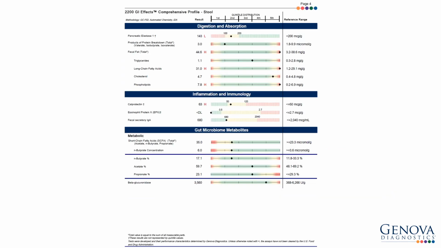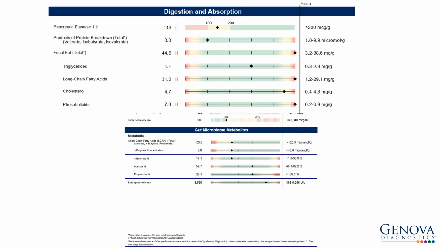At the top of page 4, we have the digestion and absorption markers. Pancreatic elastase 1 is a proteolytic enzyme that serves as a marker of overall pancreatic exocrine function. Most people have a finding of greater than 500. Less than 200 is considered pancreatic insufficiency. The patient's finding is 143, which is in the yellow, which means mild to moderate pancreatic insufficiency.